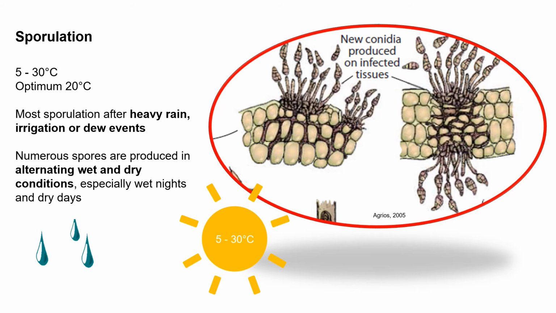Most spores are produced when the conditions consist of alternating wet and dry conditions, particularly when the wet conditions occur at night and then they are followed by dry days. So this would occur if there's high relative humidity and a lot of dew at night, or perhaps if irrigation occurs at night and then the plant surfaces dry out again through the day. This is when one will get most spores being produced. So we want to try and avoid this if at all possible.